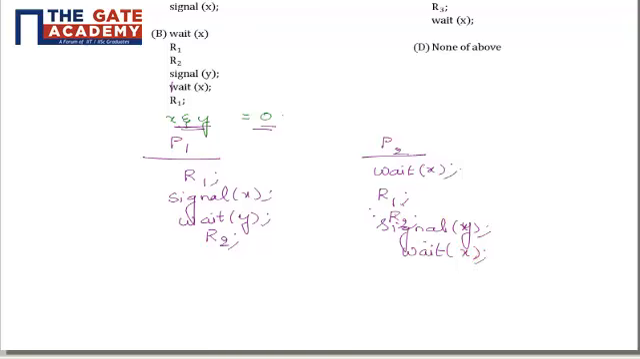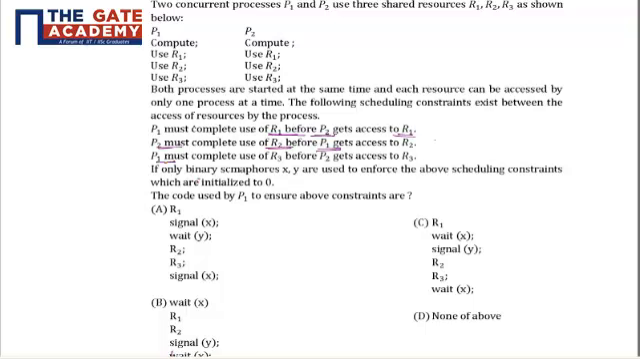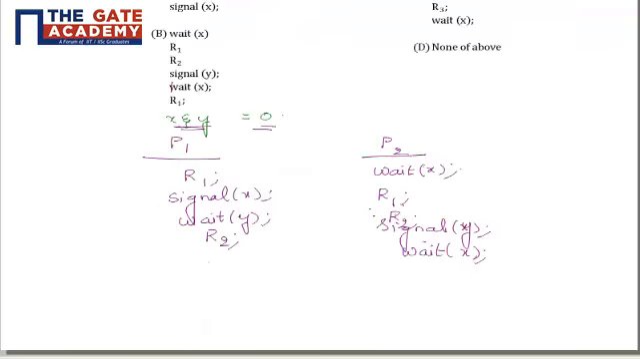In the third statement it is told that P1 must complete the resource R3 before P2 gets R3. So the process P1 gets resource R3. At this time, signal of X and wait of X, after that signal of X at last. After completion of this, the process P2 will get the resource R3. So from these options we have to know the code for only process P1, right?